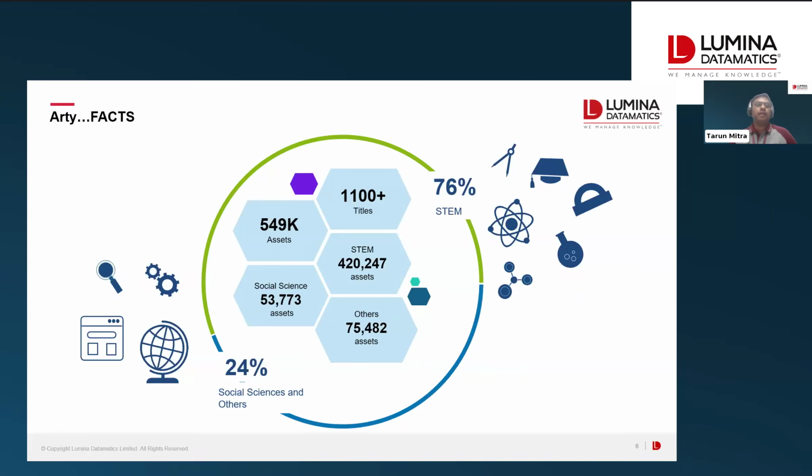So here's some quick facts on RT. We have processed some 1100 plus titles with over 550,000 alt text using RT in the last 3.5 years, of which STEM constituted about 76% and other disciplines about 24%. Yeah, brilliant.